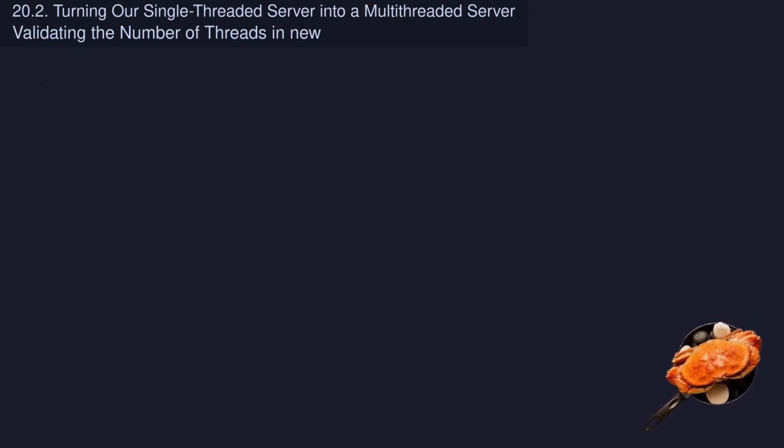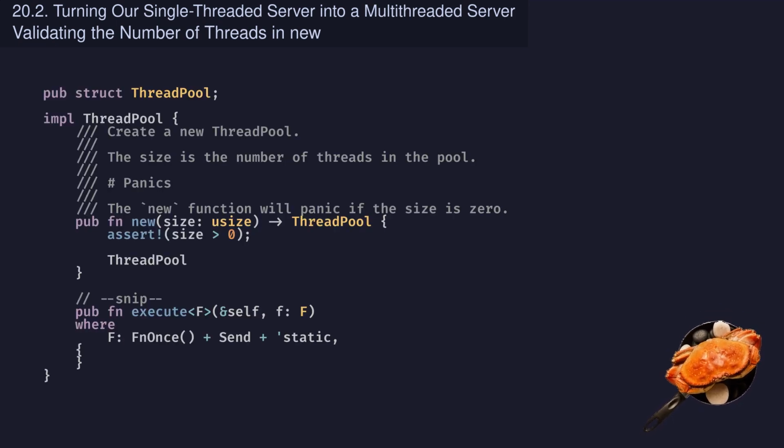However, a pool with 0 threads also makes no sense, yet 0 is a perfectly valid usize. We'll add code to check that size is greater than 0 before we return a thread pool instance and have the program panic if it receives a 0 by using the assert macro, as shown in listing 20-13. Filename: src/lib.rs. Listing 20-13, implementing ThreadPool::new to panic if size is 0.